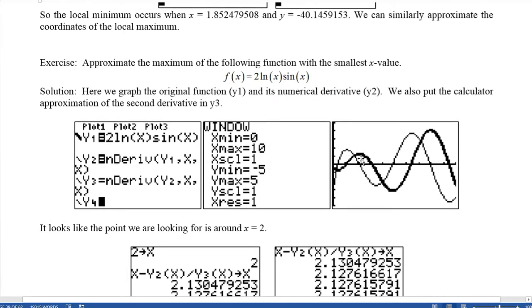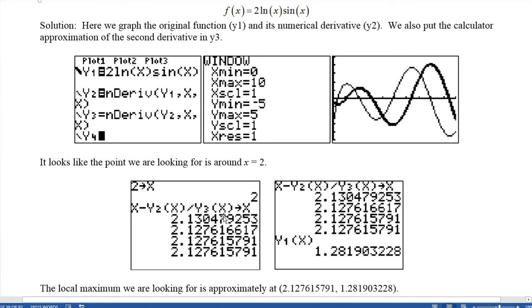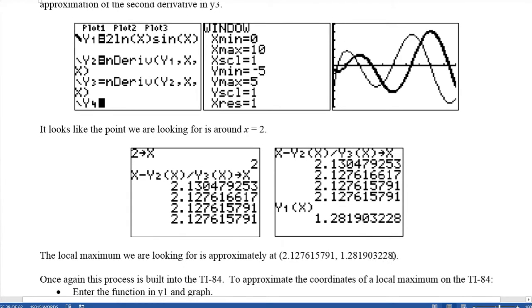So it looks like the point we're using, this scale is going up by 1 on x's. There's 1, there's 2. It looks pretty close to 2, so I'm going to seed it with 2 for my first guess. The function I want to find the zero of is in y2. So it's x minus y2 of x divided by its derivative, which is y3 of x, and stored as x. Execute that 2 or 3 times here, and we see that we get an x value. Then take y1 of that x value, and we get the corresponding y value, and we found at least approximately the x and y coordinates of that maximum point on the original graph.